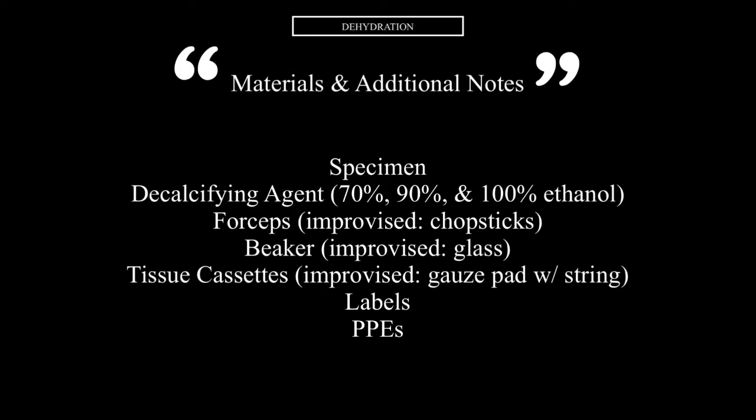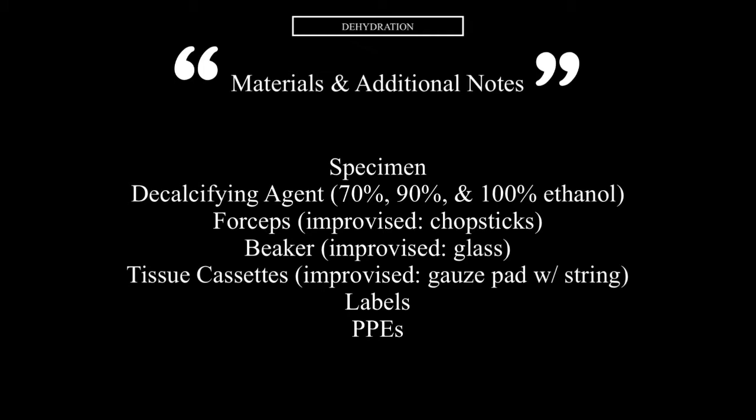Let's proceed with the materials. We need the specimen, of course, the dehydrating agent, which is specifically 70%, 90%, and 100% ethanol. As for the 100% ethanol, we need 4 sets of this ethanol since we are going to have 4 changes. Now, we also need the forceps, and since we don't have the forceps, I'm going to improvise with chopsticks.